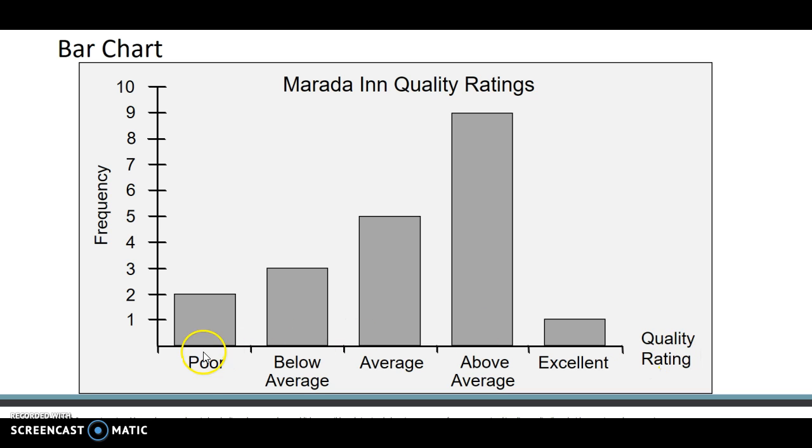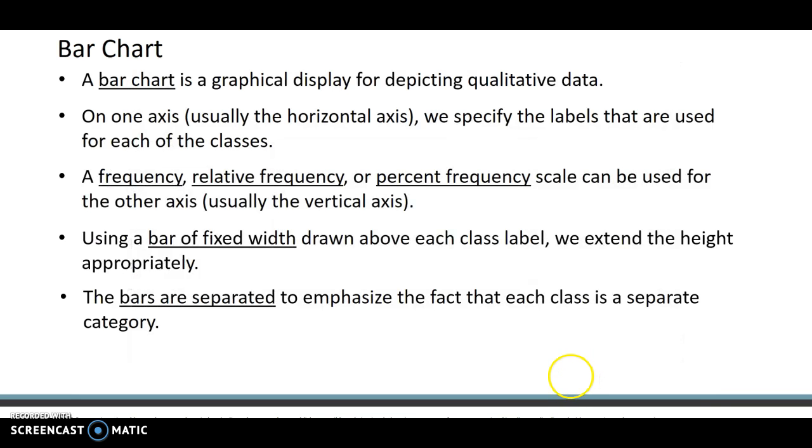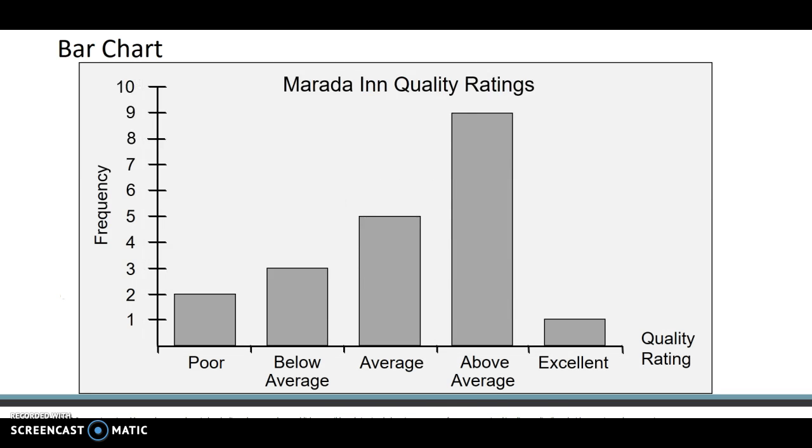For quality rating, we marked off our units. Those were poor, below average, average, above average, and excellent. Then we took a line starting from poor, went up to 2. That was the number or the frequency we had for poor responses on our survey. Draw a line, go over. You want to make sure when you're doing a bar chart, unlike a histogram, that you leave space in between the bars. Below average, we had 3 responses. The frequency was 3. We draw a line up to 3, go across and go down. Again, leaving space in between the bars.